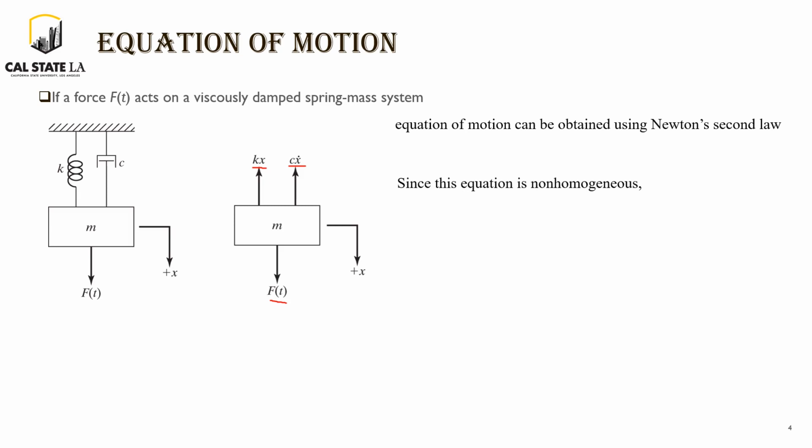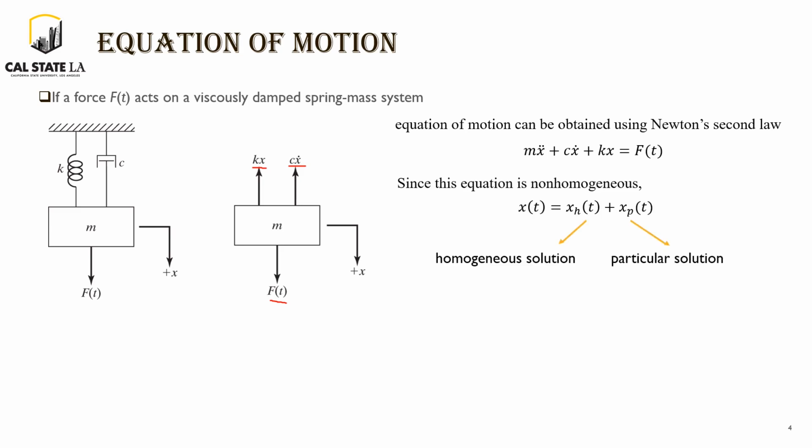Since we already know that the gravitational force will be cancelled out by the static deflection, that's not considered in the force analysis. So we can write the equation of motion as m x double dot plus c x dot plus kx that is equal to F(t). Since this equation is non-homogeneous, the total solution x(t) is equal to x_h(t) plus x_p(t). x_h(t) is the homogeneous solution and x_p(t) is the particular solution.